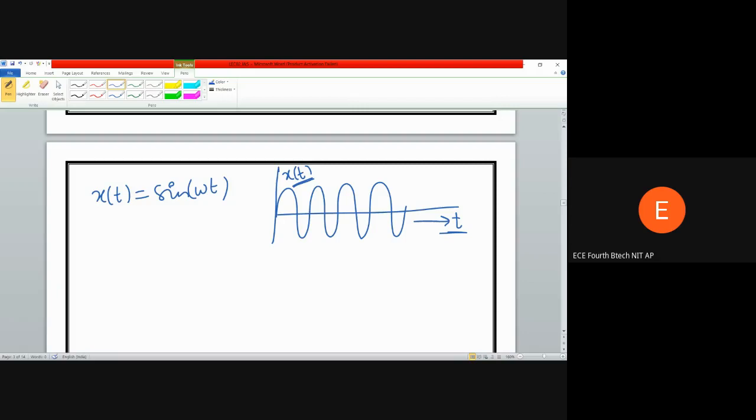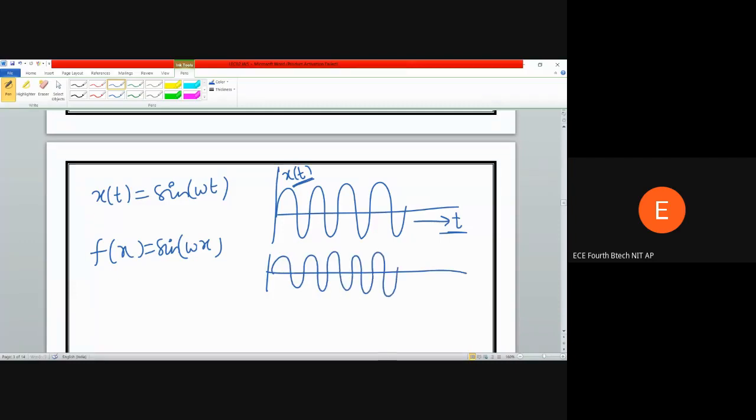I can write f of x is equal to sine omega x. There is not much difference between these two. Here also I will be drawing the same sinusoidal signal, and here I will consider this as x. Now I can say that this x is spatial, that means with reference to space. So if this is the x-axis and this is the y-axis, as the x value increases, your function f of x also changes with the spatial coordinate.